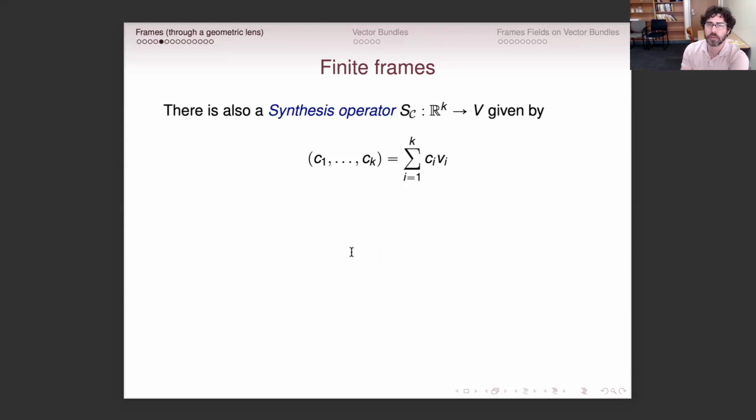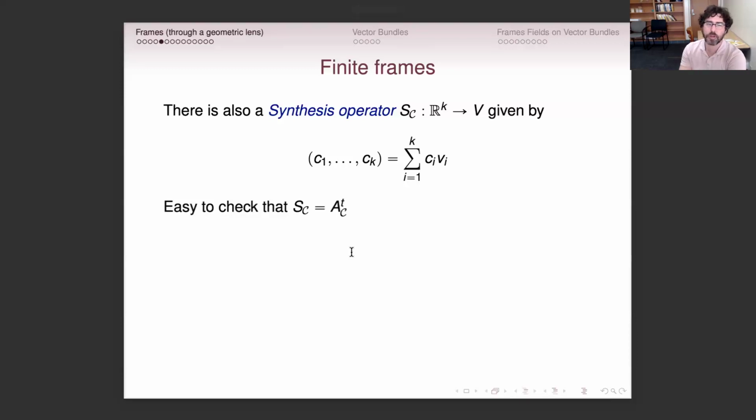Another thing I get in this context is a so-called synthesis operator. So this is a linear map that's going in the opposite direction. What it's doing is, if you take a list of k numbers, well, I have a collection of k vectors in my vector space. So the most obvious thing to do is to just take that linear combination of the vectors. And that's what the synthesis operator is doing.